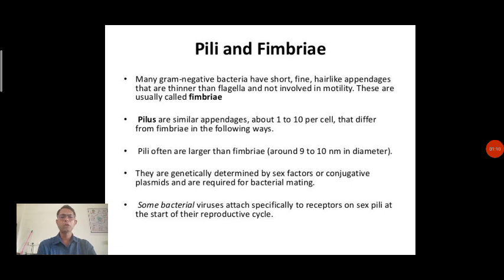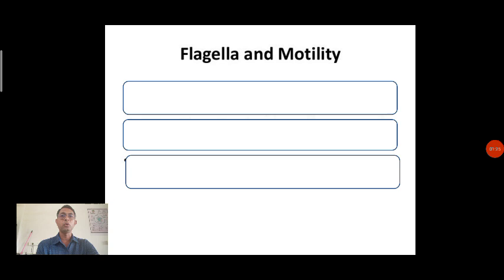So basically, pili and fimbriae are useful appendages or organelles for the attachment of bacteria. These are the two most important things we discussed in the last lecture. Now, moving to the next parameter, that is flagella and motility.